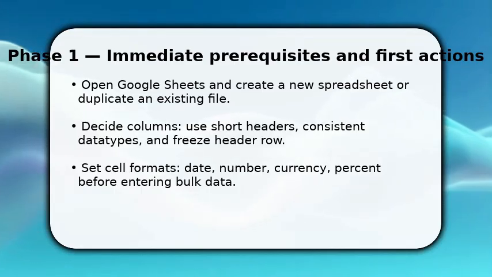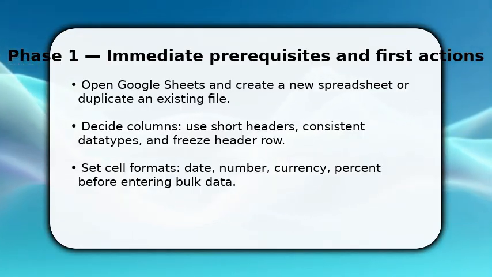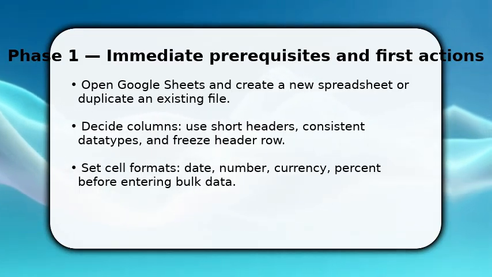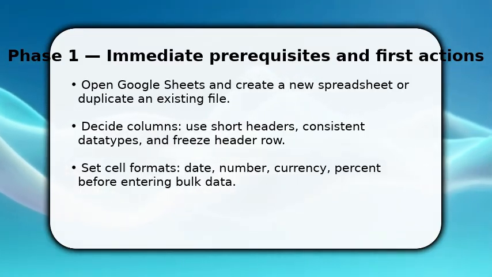You begin by opening Google Sheets and creating a new spreadsheet. Name it so you can find it later. First actionable step: type concise column headers in row 1 and freeze that row so headers stay visible.